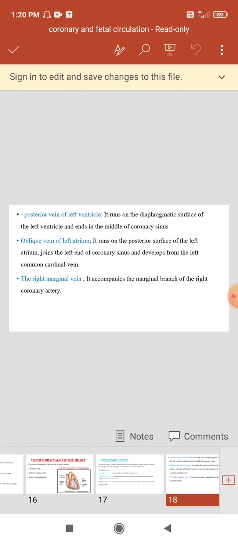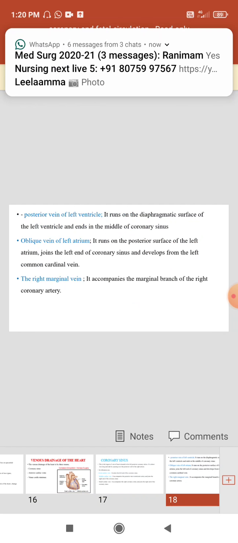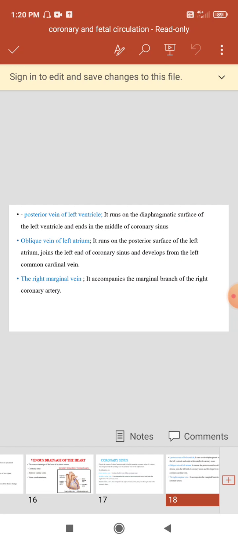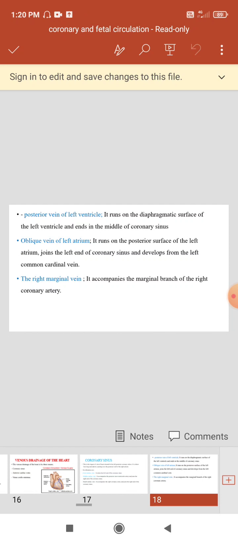Next is the posterior vein of the left ventricle. It runs on the diaphragmatic surface of the left ventricle and ends in the middle of the coronary sinus. Then the oblique vein of the left atrium runs on the posterior surface of the left atrium, joins the left end of the coronary sinus, and develops from the left common cardinal vein. The right marginal vein accompanies the marginal branch of the right coronary artery.